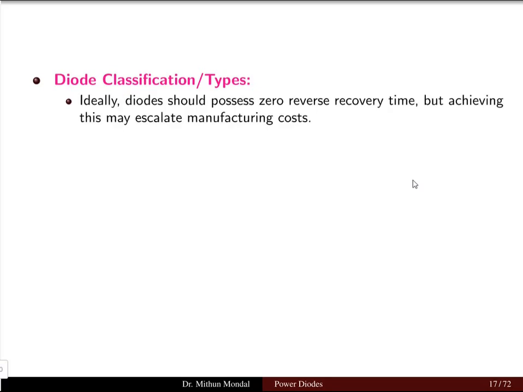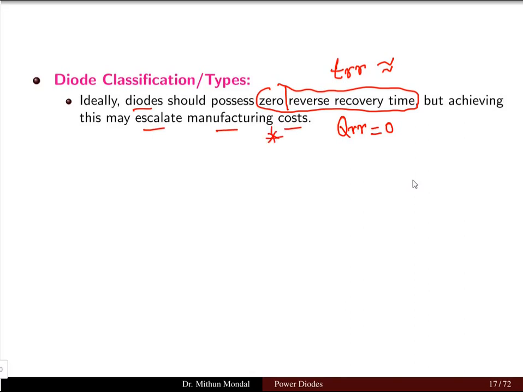So ideally, the diodes should possess zero reverse recovery time. We have seen in the previous lecture that the reverse recovery time plays a very important role in the switching characteristic of the diodes. If it is zero, then the diodes will have a very fast switching speed, because all the charges stored in the reverse bias junction will be equal to zero. This may escalate the manufacturing cost, which is again one of the limitations of the manufacturing of power diodes.